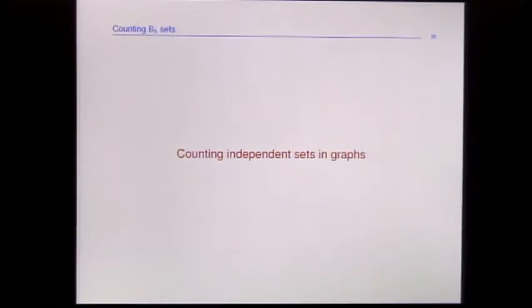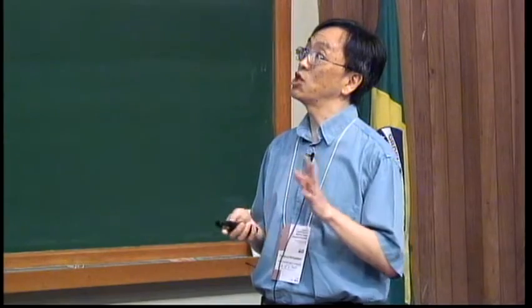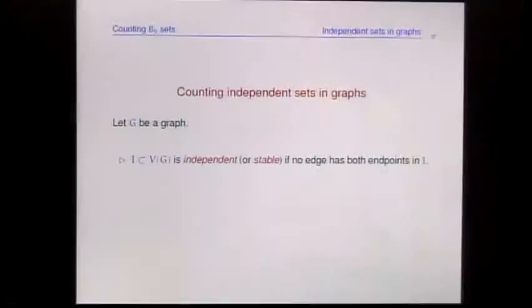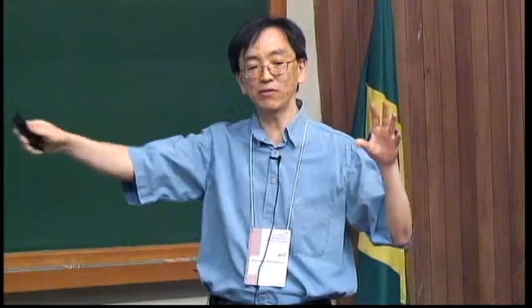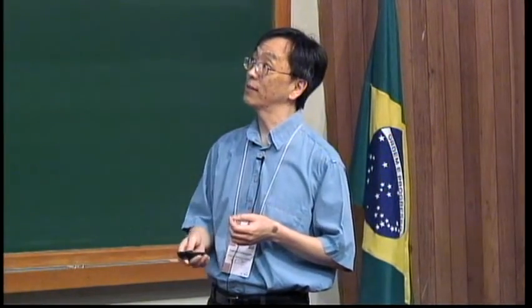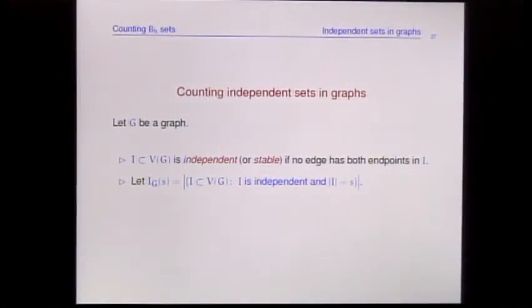Okay, so let me talk now about this graph lemma. So let G be a graph. I say that a set I of vertices of this graph is independent or stable if there is no edge with both endpoints in this set. So if I restrict my attention to this set of vertices, I see absolutely no edge inside. There are edges joining this set to the remainder of the graph, but not inside. This is an independent set, or stable set.